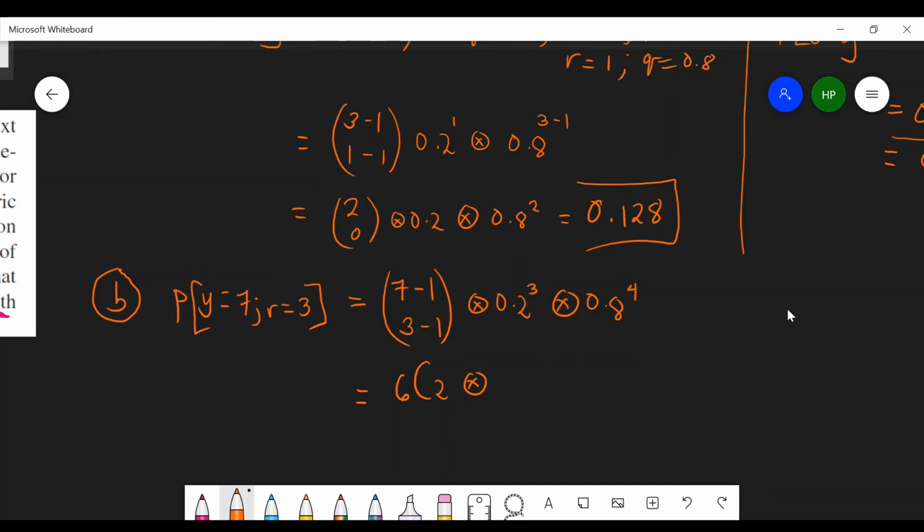Okay, so 0.008 times 0.8 to the fourth power, which is 0.4096. Again, nasa inyo na kung paano nyo isosolve. Okay? So, 6 combination 2 times 0.008 times 0.4096. This is equal to 0.049152. 0.49152 or 0.492. Okay? Yan. So, less than 5% ang probability niyan.